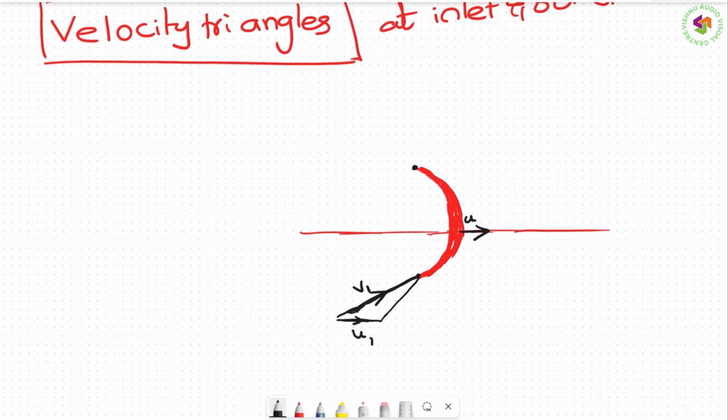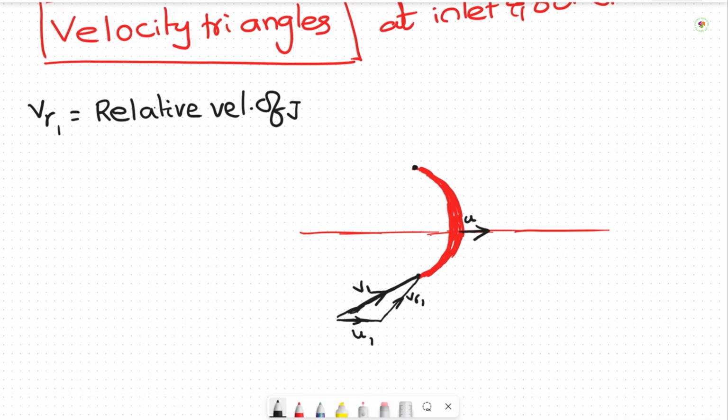Now if I join this, we call it VR1. What is V1? Velocity of jet at inlet. What is U1? The velocity of vane at inlet. What is VR1? The relative velocity of jet. VR1 is nothing but the relative velocity of jet with respect to vane at the inlet, right?